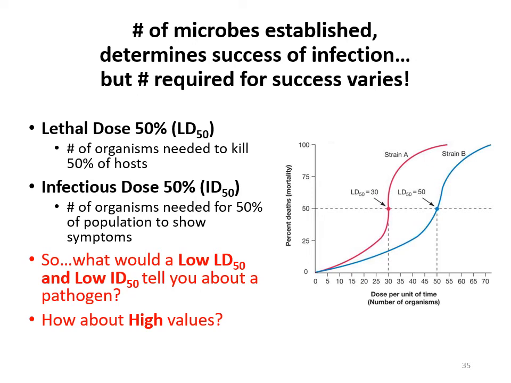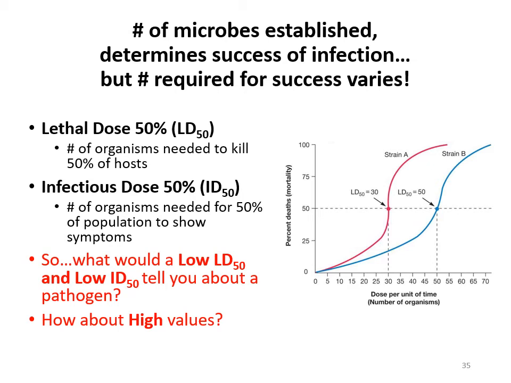So we'll first give the straight, textbook kind of definitions, but then I'll give you a little insight into how to really work with these values. So the official definition for lethal dose 50%, or LD50, is the number of organisms needed to kill 50% of the host. Infectious dose 50%, on the other hand, is the number of organisms, meaning pathogens, needed for 50% of the population to show symptoms.